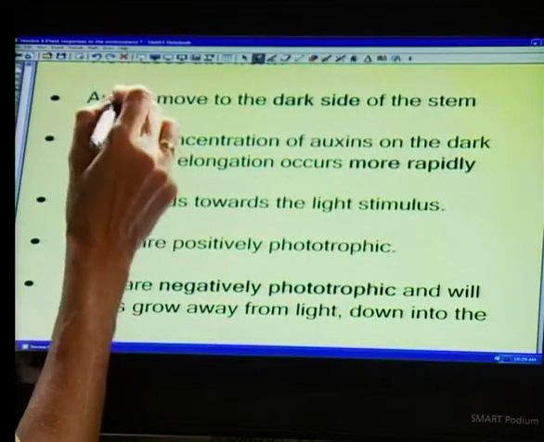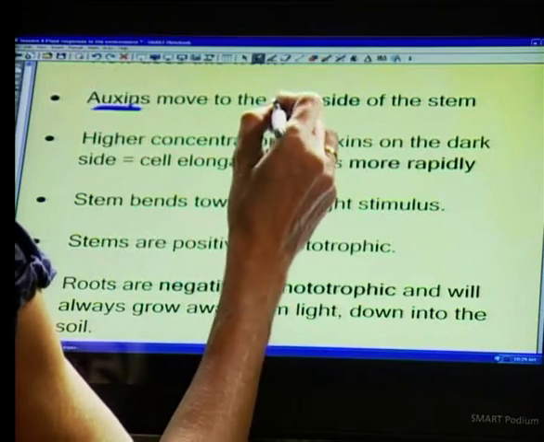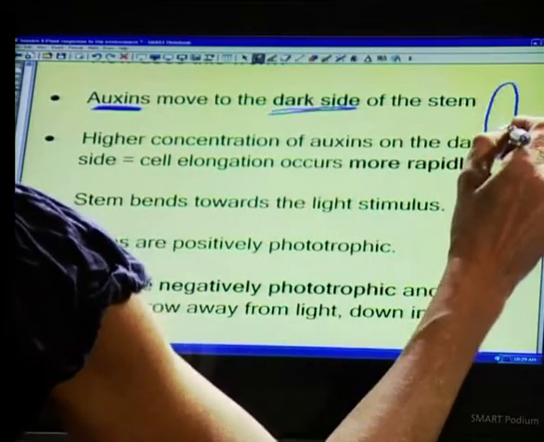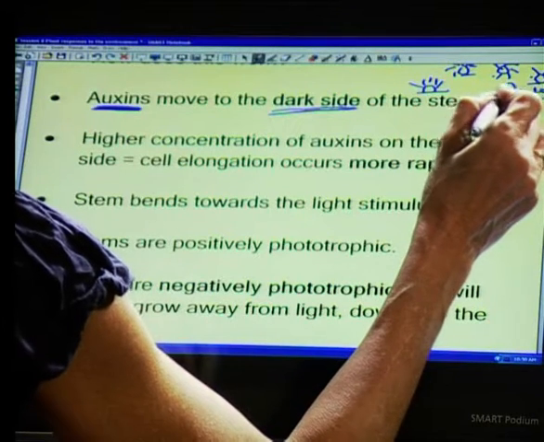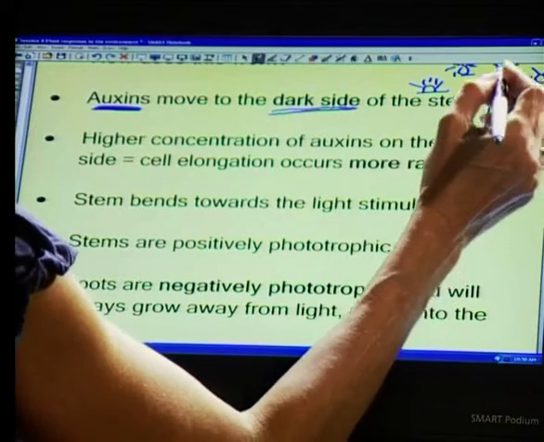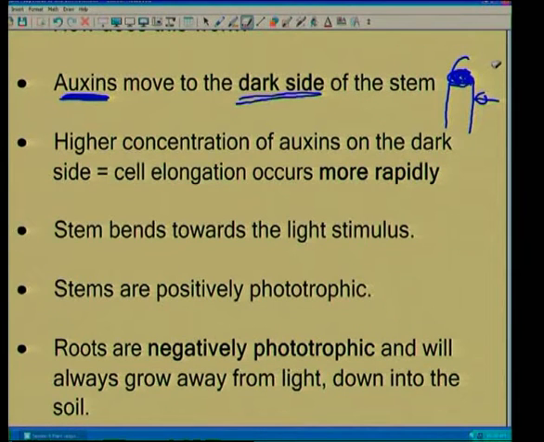Auxins, remember I said auxins were very important, always move towards the dark side. Now in a normal tip, your auxins are spread across it in the middle. Why? Because the sun will rise here, and then the sun moves and moves and then the sun will set and then we'll have night. So all around the tip it's going to get sunlight. Auxins sit all the way around at the tip. But when we only have light from one side, that light's not there all around. We're only getting light from one side.